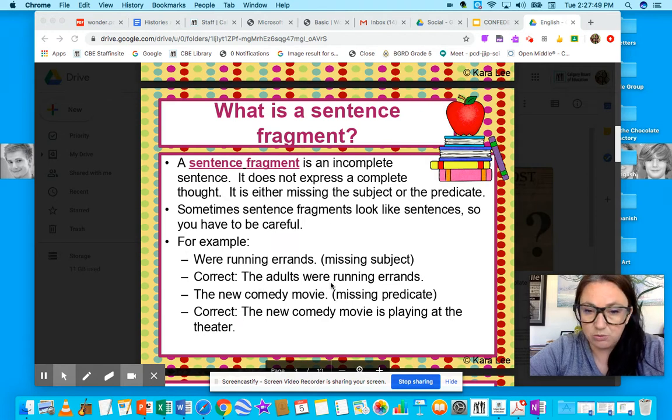Well, the adults were running the errands. The predicate, the verb, is were, to be, right? Or in Spanish, ser o estar. This one is an example. The new comedy movie. So this is missing the verb, the predicate. So, the new comedy movie is playing at the theater. So it needed this is here, the verb, ser in Spanish, to make it a sentence.